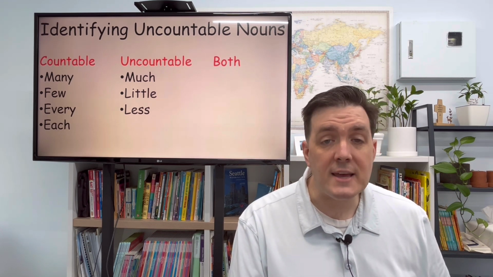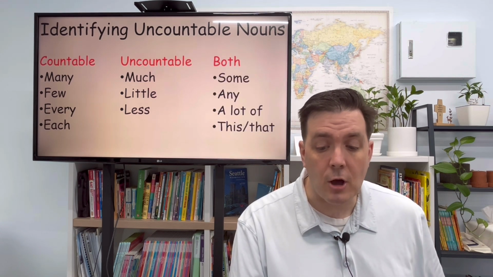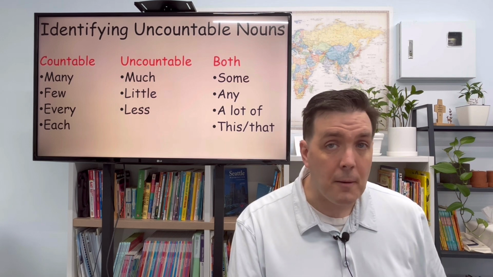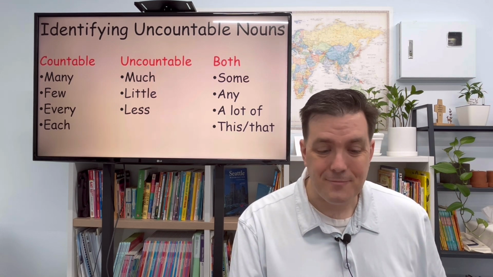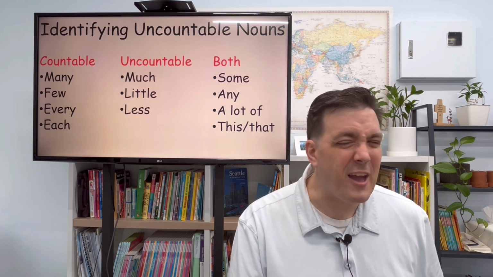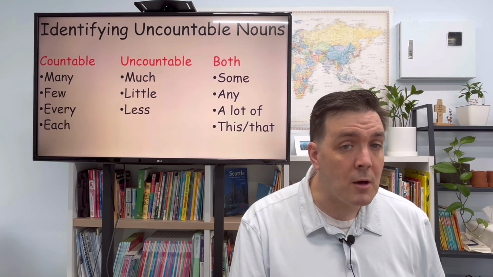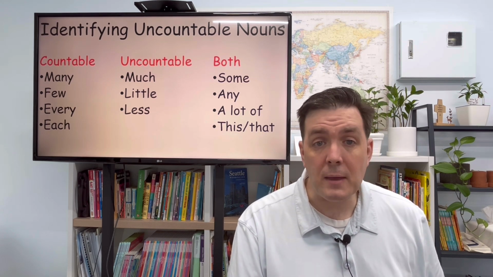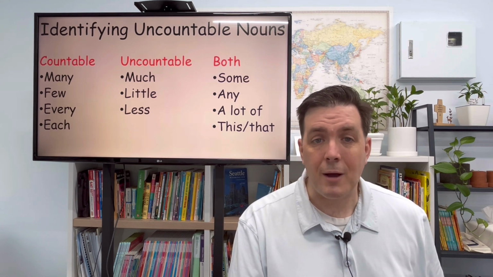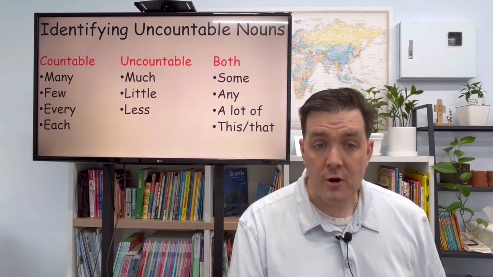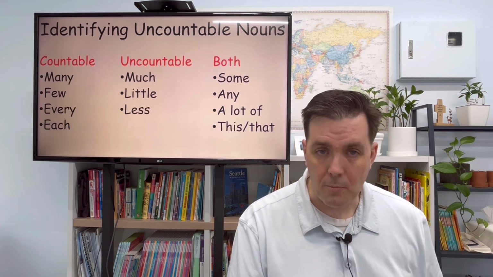Finally, here are a few examples of determiners that we can use for both countable and uncountable nouns. Some, any, a lot of, this or that. Now keep in mind, some is very, very common. It's a very good expression. But remember, if we use some for a countable noun, you have to make it plural. Okay? There are some students in my class. Or there is some time left before we go home.